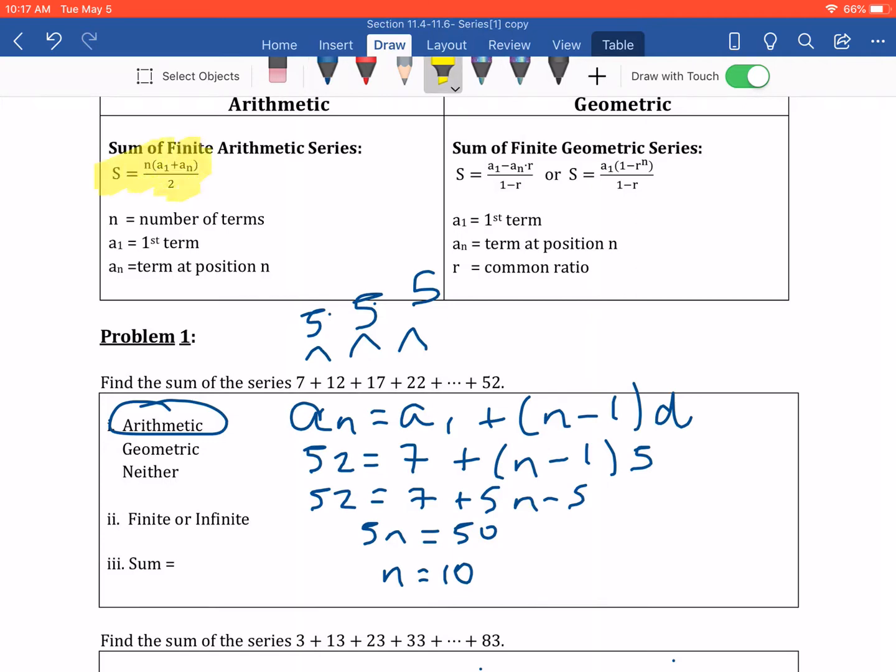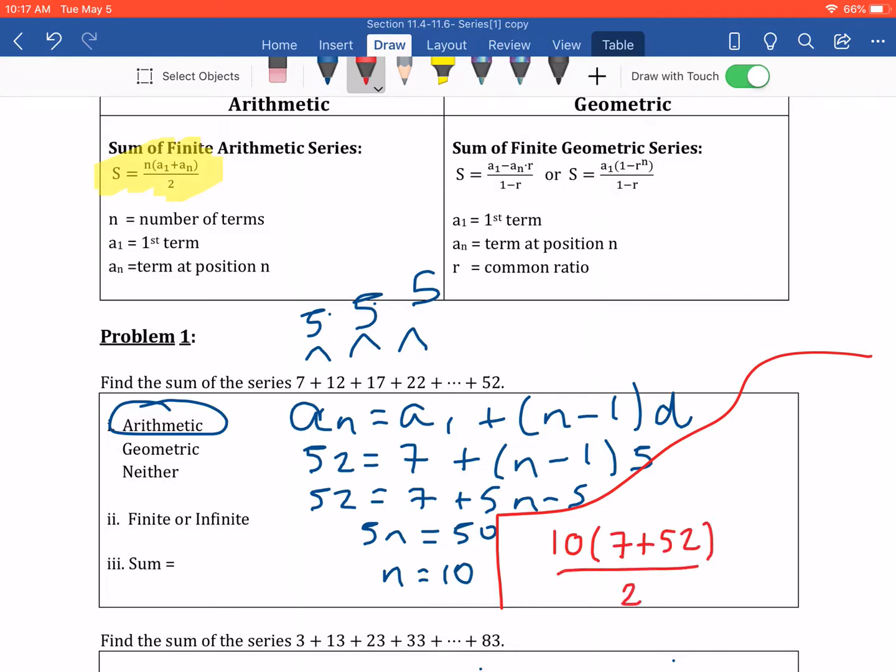In this type of problem, we're looking at finding the sum. And so in order to find the sum, we're going to have to use this equation up here. So what we're going to do is plug an n into that, along with a sub 1 and a sub n, which we already know, to find our sum. We're going to take 10, which is our n, times a sub 1, which was 7, plus a sub n, which was 52, all over 2. And that's our sum. And then we're going to simplify.